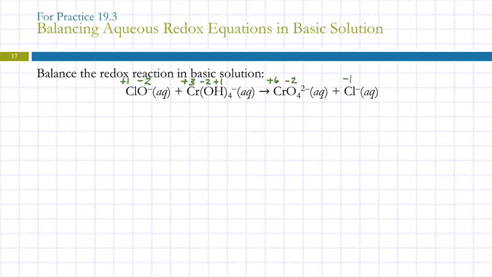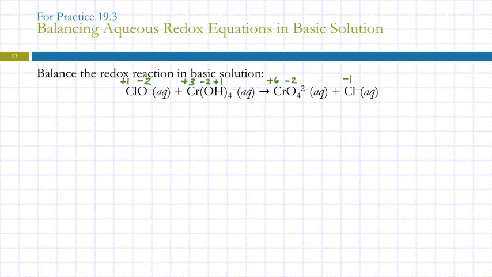What's being reduced? The chlorine. Chlorine's going from +1 to -1. That's a reduction in the oxidation state. What's being oxidized? Chromium. Chromium's going from +3 to +6. Oxygen is not doing anything. Hydrogen doesn't even show up over there. Hydrogen's not going to be doing anything either.